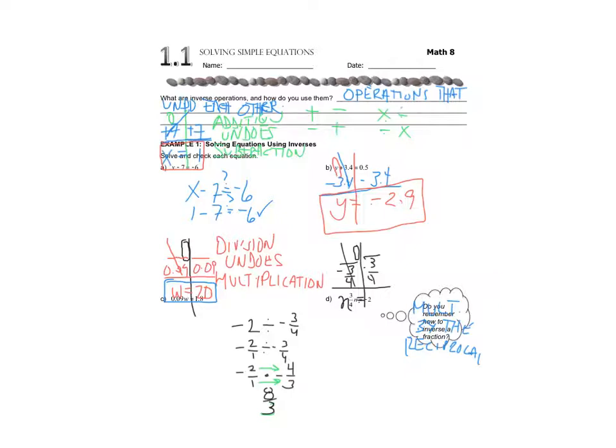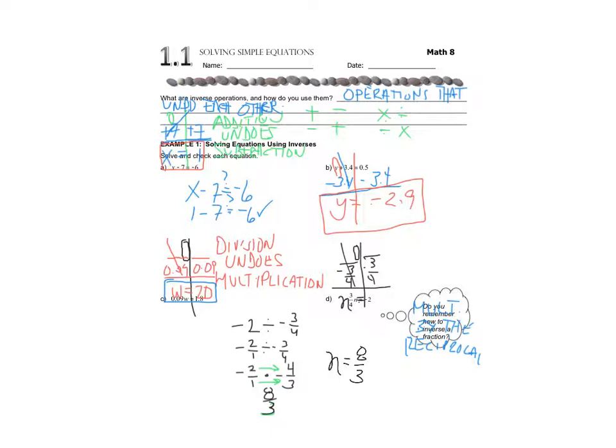Doesn't want to move on me. I want to move. We have our answer. I'm just going to skip that for now. N equals 8/3.